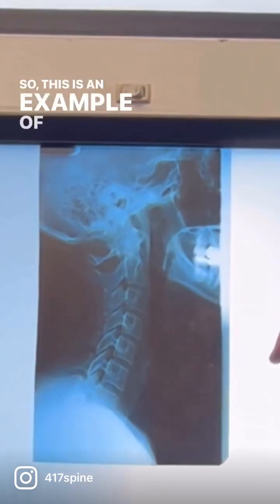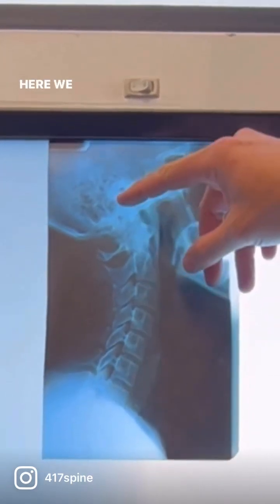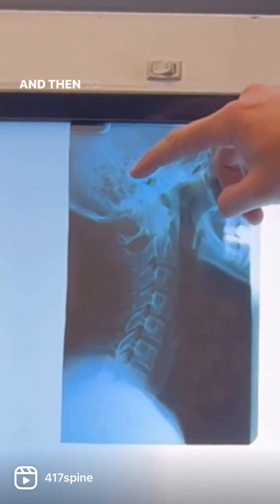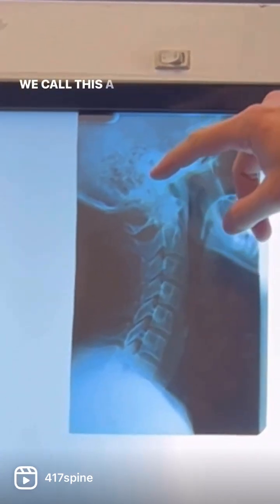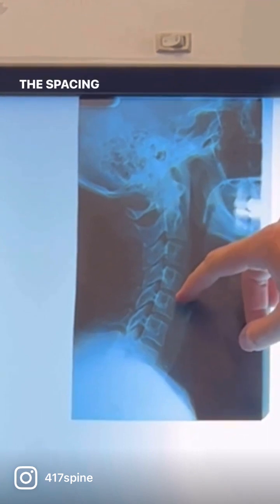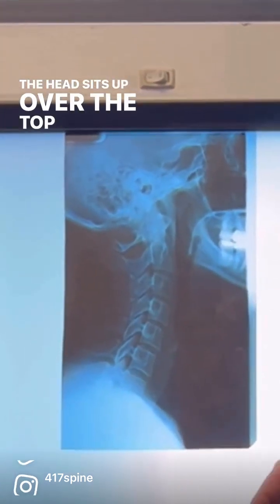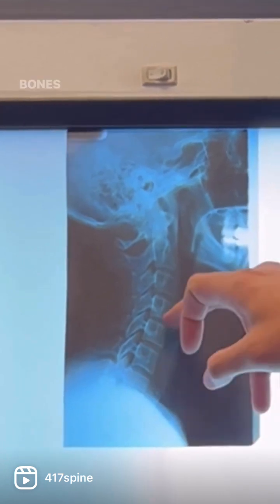So this is an example of a textbook normal neck. Here we see a beautiful curve that goes from back to front and then to back again. We call this a lordotic curve. The spacing between every bone is nice and healthy. The head sits up over the top of the shoulder nicely, and the bones have nice rounded corners to show that there's no degeneration or arthritis starting.